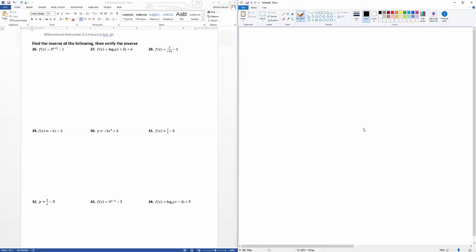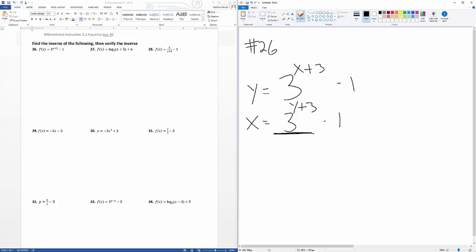So now let's find some inverses. Let's look at number 26. So I have y equals 3 to the x plus 3, minus 1. So we switch the x and y. Now I just need to get y by itself. So we need to isolate this term. So add 1 to both sides.